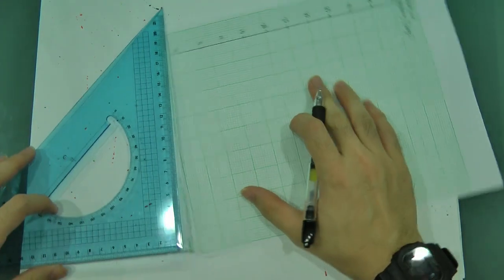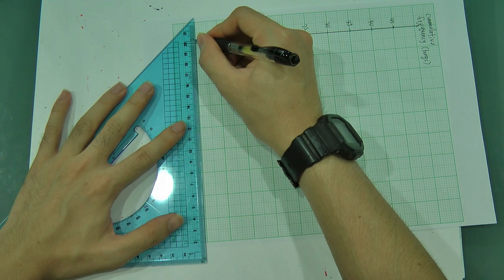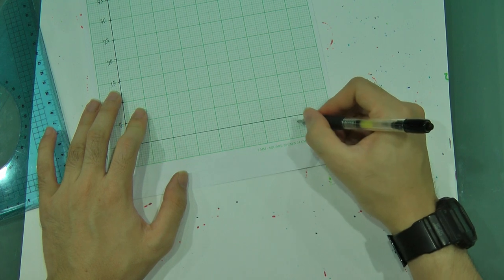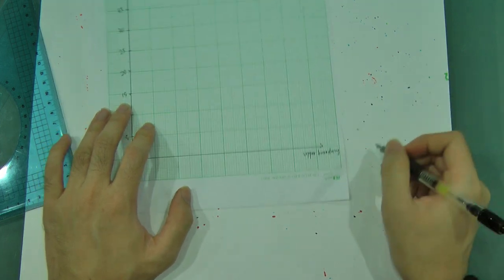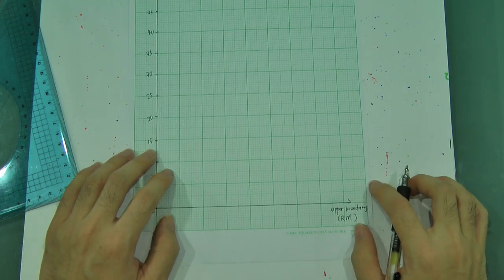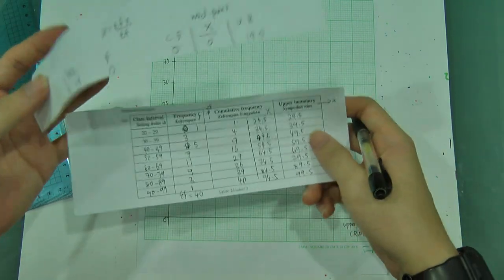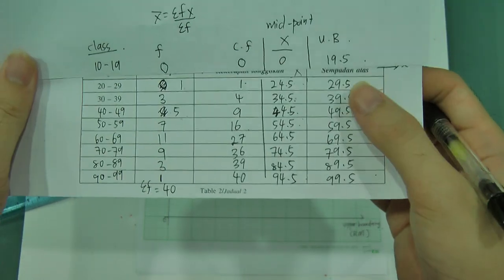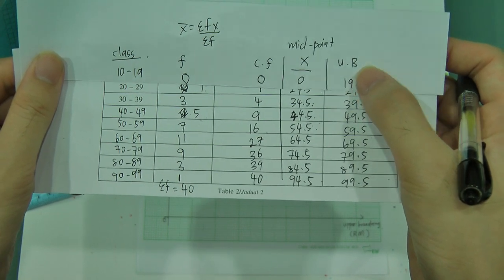And then I'm going to draw my x-axis, or they call it the horizontal axis. Okay, over here is actually the upper boundary. However, it's RM, Ringgit Malaysia, so I just put the bracket for RM. Okay, this is the key point over here. Because just now, actually, we added on another class. Do you see we added on another class? So the upper boundary should start from 19.5. Alright? So yeah, just to make sure.